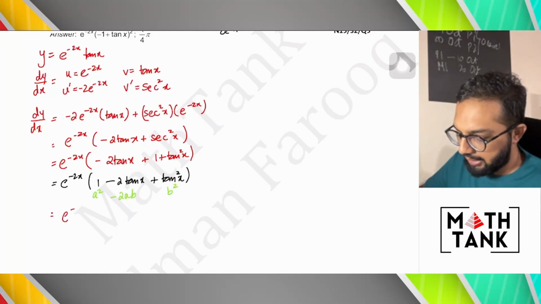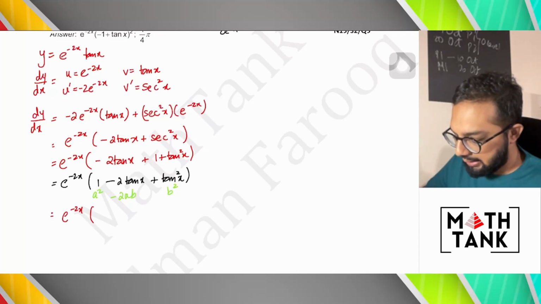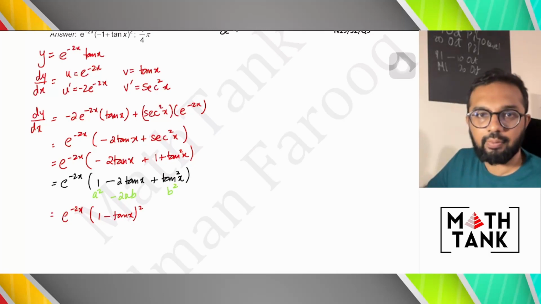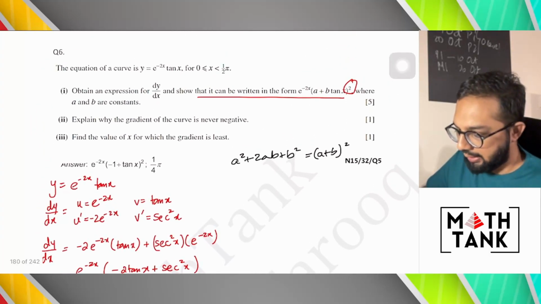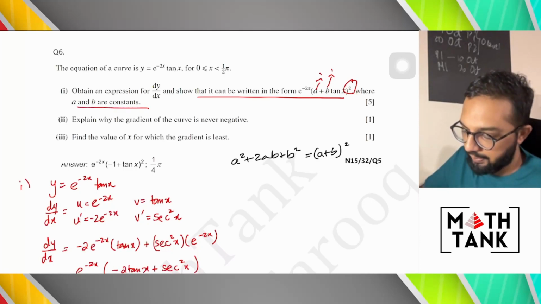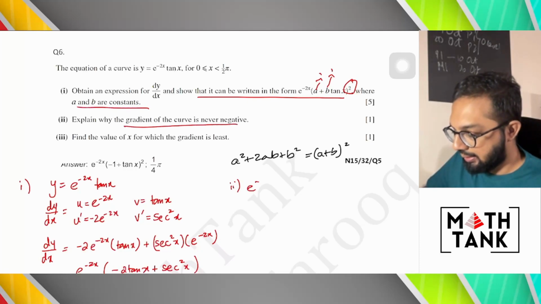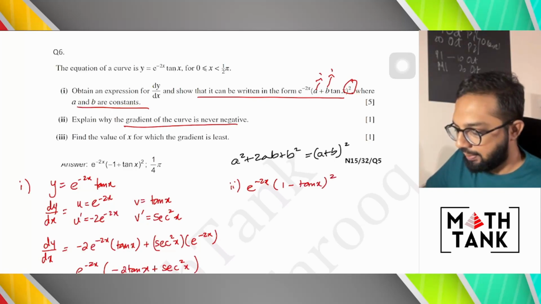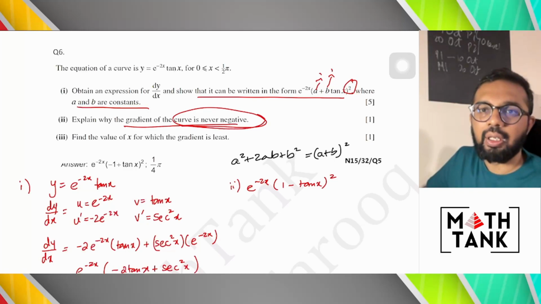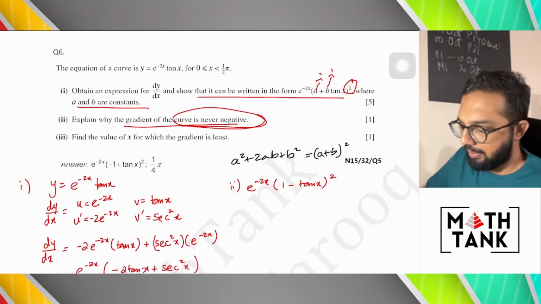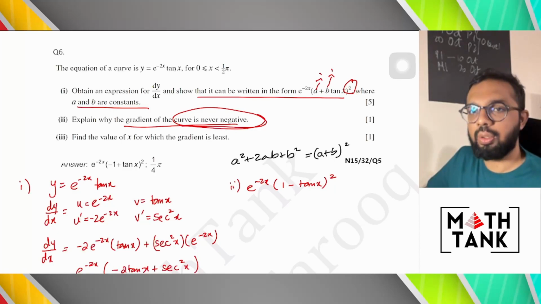So I get e power minus 2x, and this becomes 1 minus tan x whole squared. So I've proved to you that a is 1, b is also 1, and I have this in the format. Okay, that's the first part of the question. The second part says that once you've proved that this is the case, e power minus 2x 1 minus tan x whole squared, you have to prove that the gradient of the curve is never negative. When I'm talking about never negative, I'm talking about it's either 0 or positive.